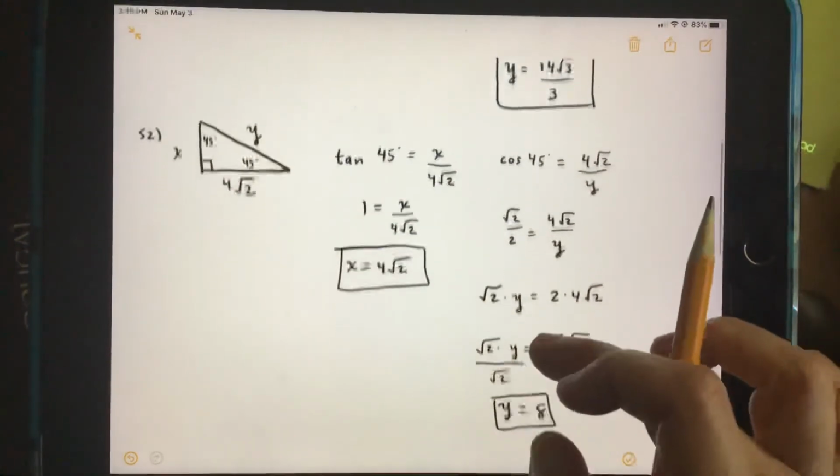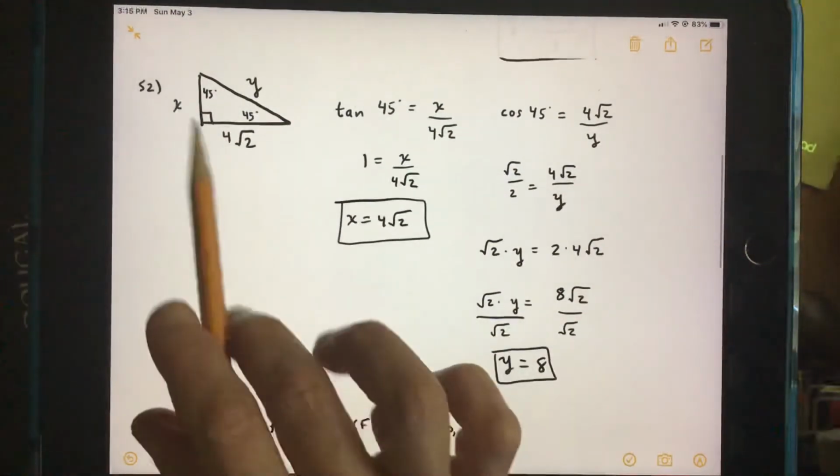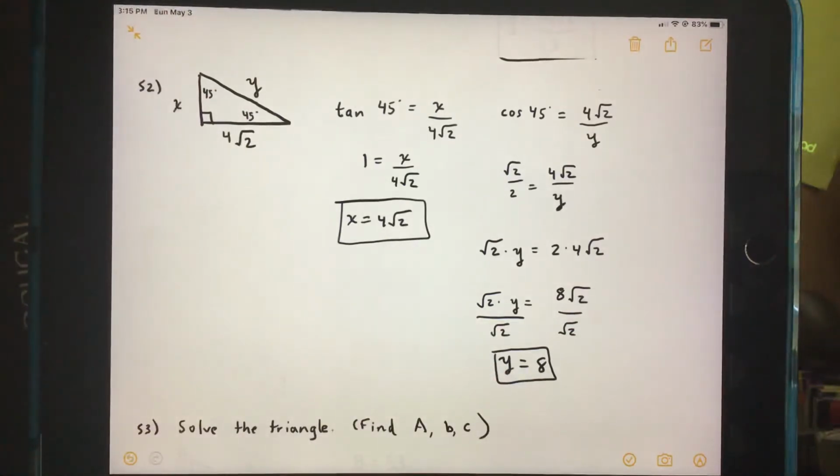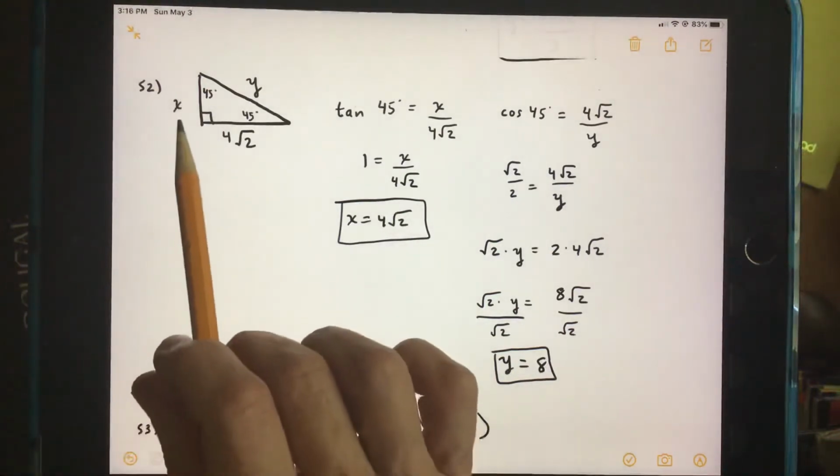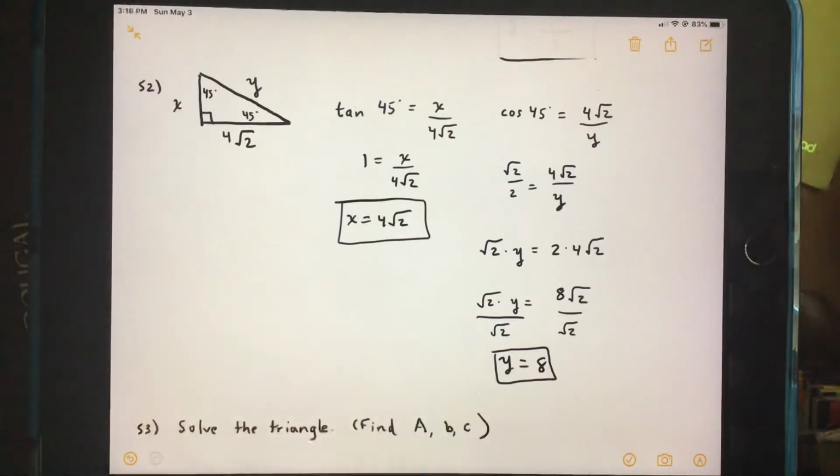Next, sample 2. Well, we have another special triangle here, a 45-45-90 degree triangle, and again, we're trying to find the value of x and y exactly. So again, we're going to continue to use that table of special values for our special angles. And what we're going to do first is take a look at x, and say, how do we solve for x?